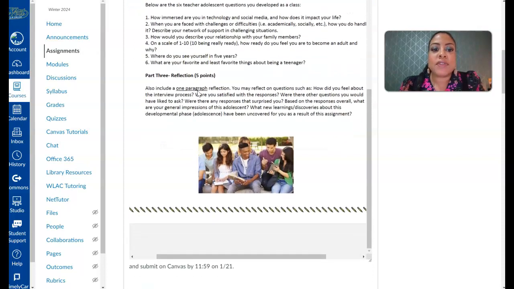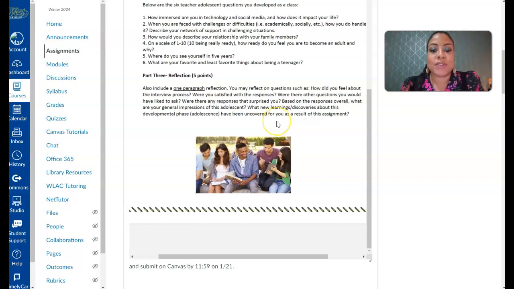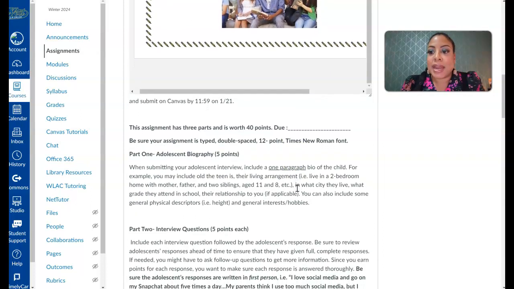The reflection is the final piece. This should be about 1 paragraph. You can reflect on the questions such as, how did you feel about the interview process? Were you satisfied with the responses? Were there other questions you would have liked to ask? Were there any responses that surprised you? Based on the responses overall, what are your general impressions of this adolescent? What new learnings or discoveries about this developmental phase, meaning adolescence, have been uncovered for you as a result of this assignment? All right, so those are essentially the main elements of the assignment.